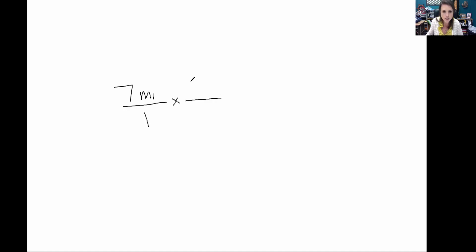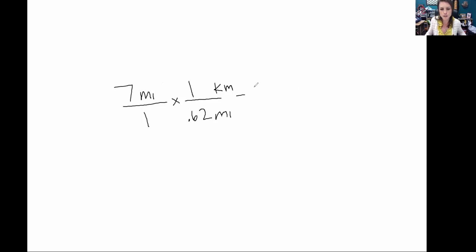I want to figure out kilometers to miles. Kilometers on top, miles on the bottom, because I need to cancel out my miles. Okay, so now I need to find my conversion factor of kilometers and miles. So I go to metric to customary, and it says 1 kilometer is worth 0.62 miles.